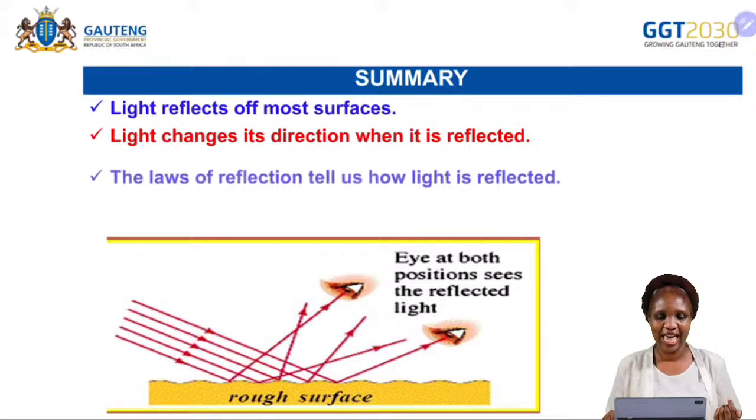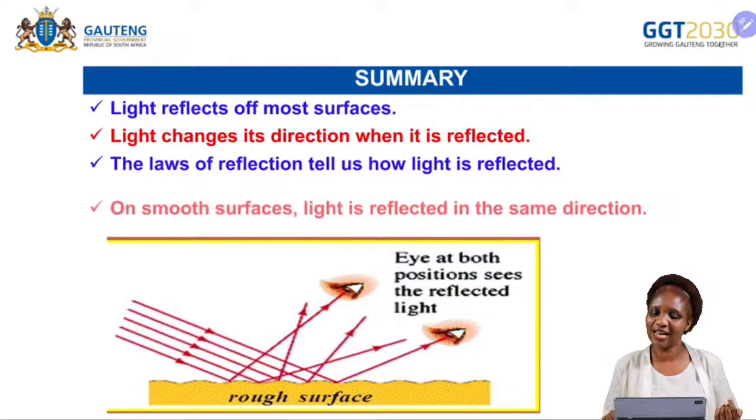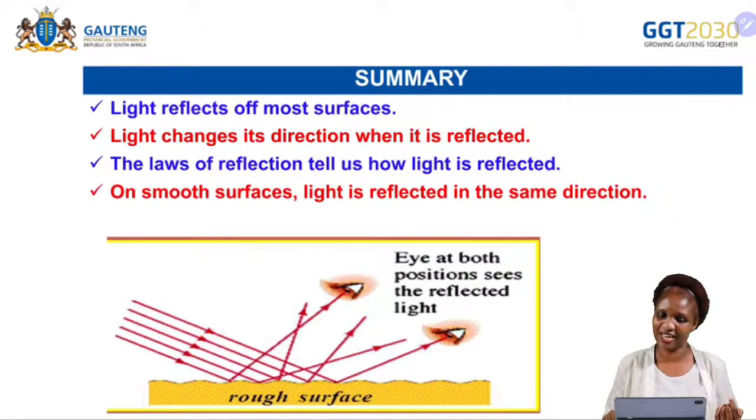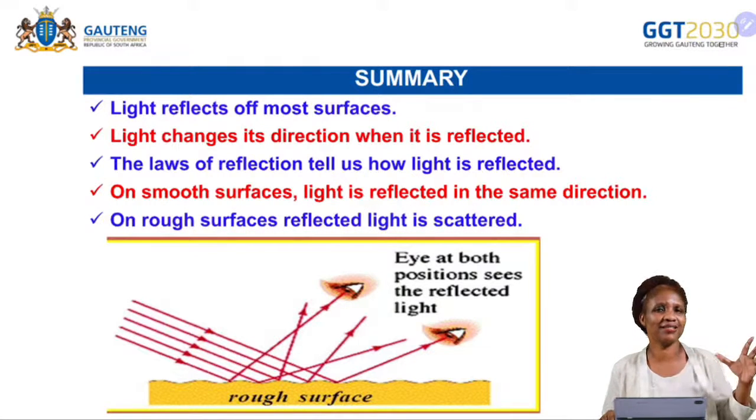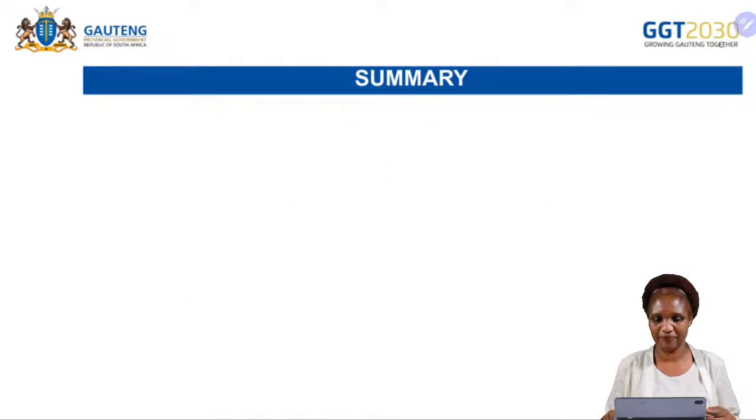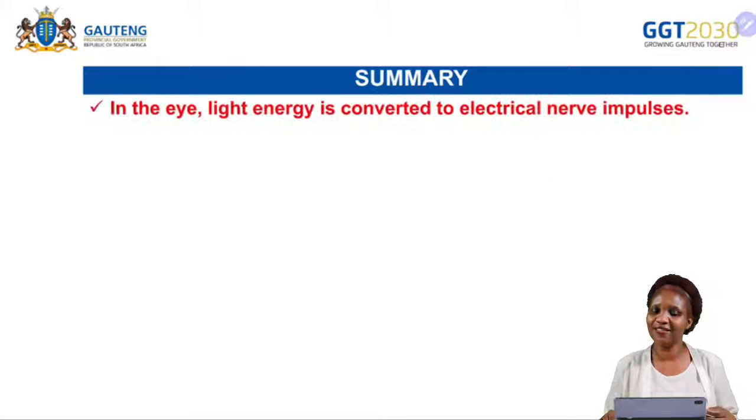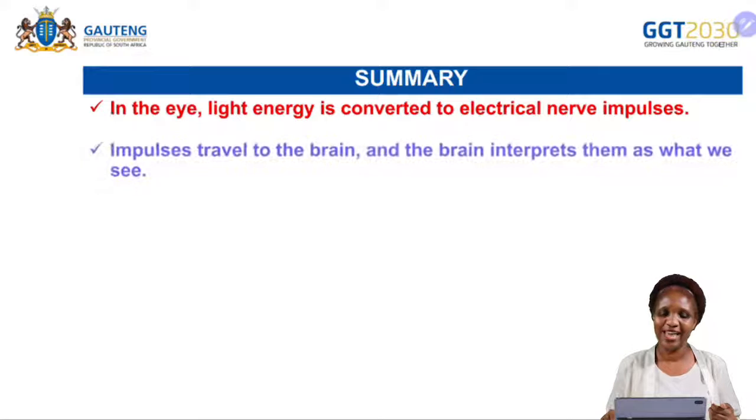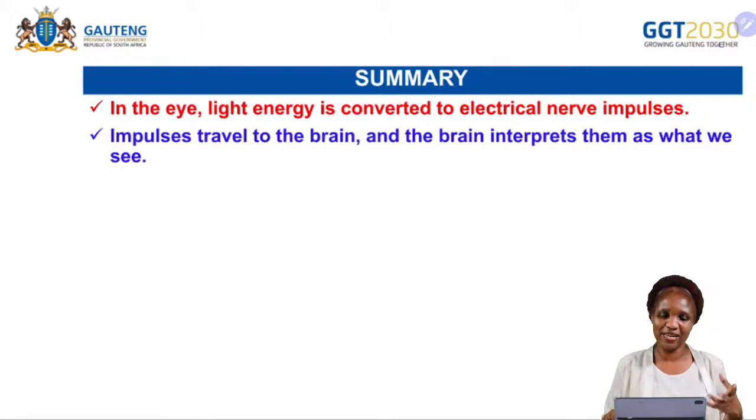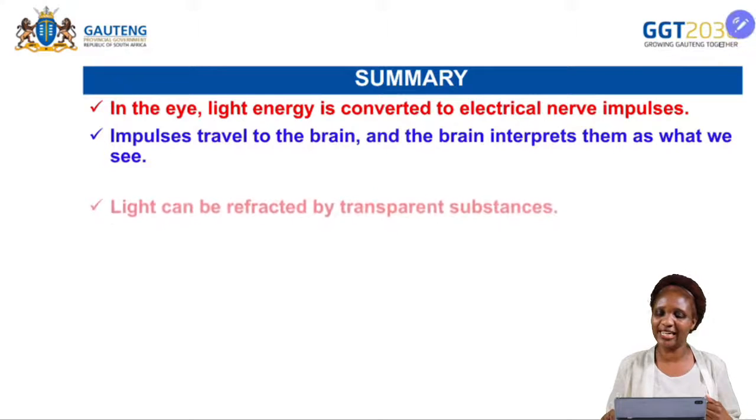The laws of reflection tell us how light is reflected. On smooth surfaces, light is reflected in the same direction. You get that? On rough surfaces, light is scattered. There is no pattern. In the eye, light energy is converted to electric nerve impulses. The impulses travel to the brain and the brain interprets them as what we see.